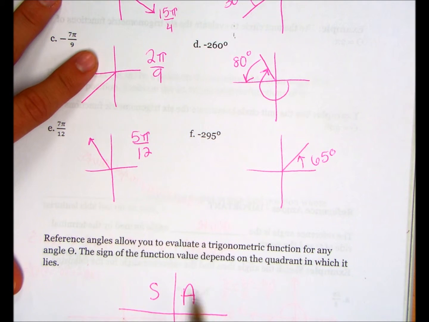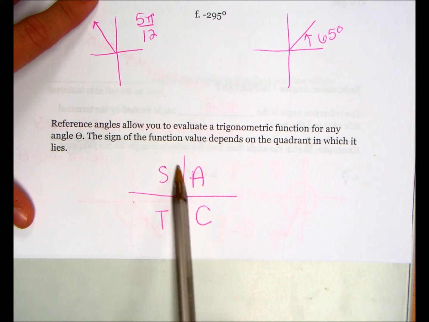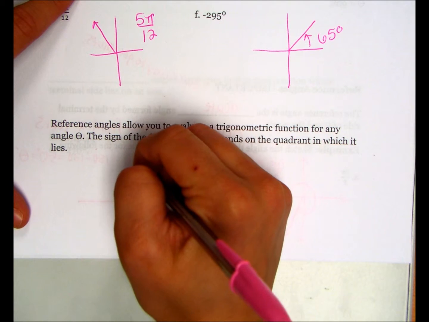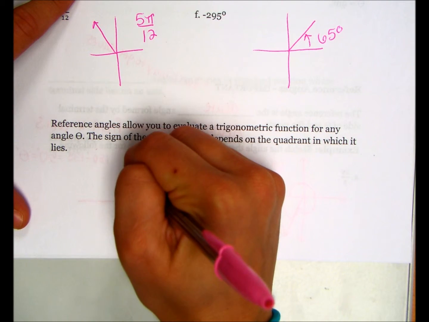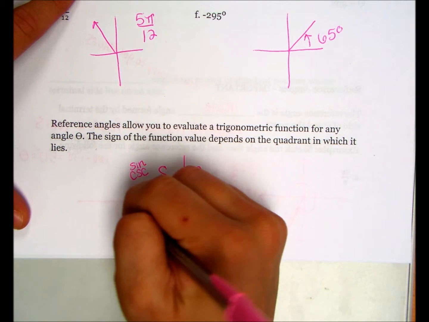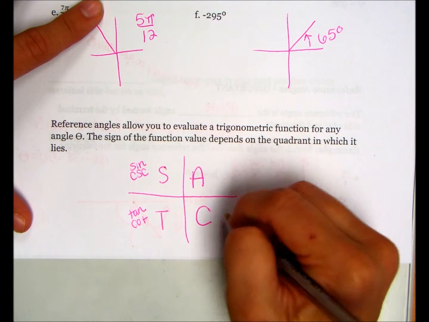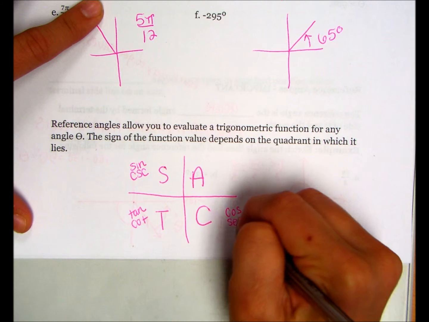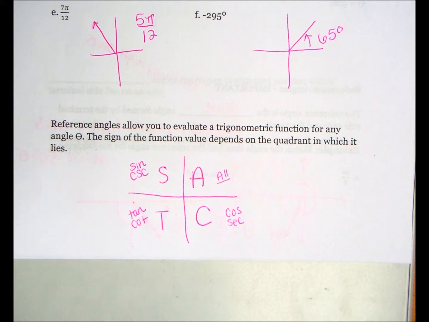In quadrant 1, everything is positive. In quadrant 2, sine is positive, and then cosecant is going to be positive. In quadrant 3, tan and cotangent are positive, and in quadrant 4, cosine and secant are positive. So in quadrant 1, everything is positive, all 6 trig functions. This is very important to understand.